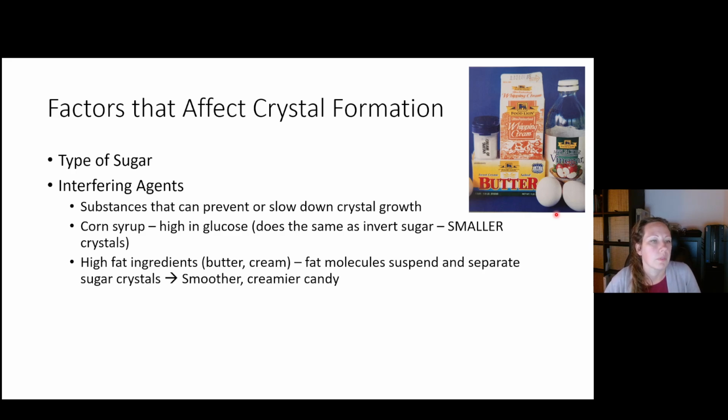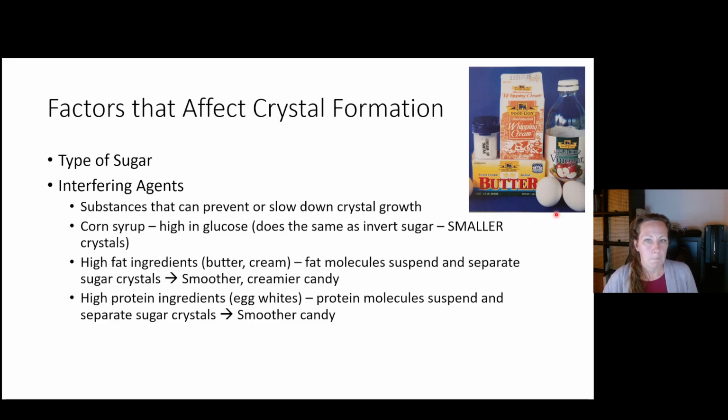Okay. Then other interfering agents are any ingredient that is high fat. And so what's happening there when we add butter or cream, those fat molecules are suspended in that solution and they're keeping those sugar crystals apart. They're keeping them separate. So it's just really like a physical barrier preventing those sugar crystals from meeting, or the sugar that wants to bond to the sugar crystal from meeting and joining up to add to the sugar crystals. And so high fat ingredients will lead to a smoother, creamier candy.